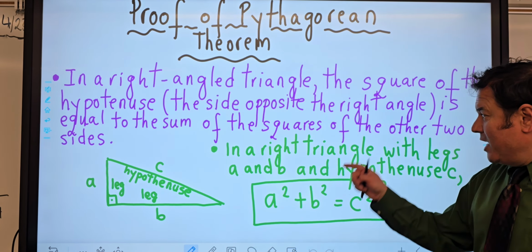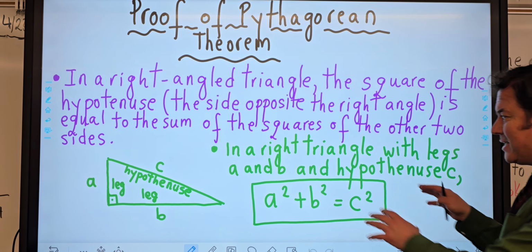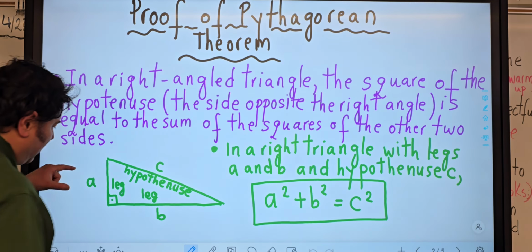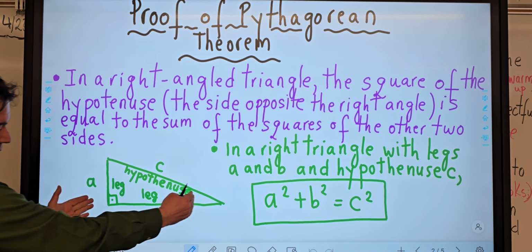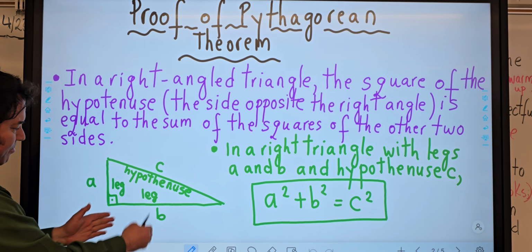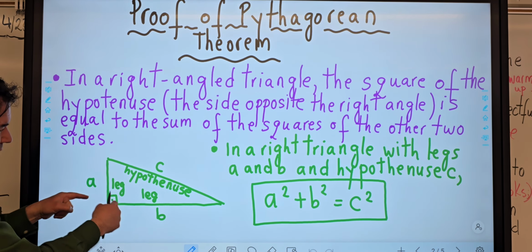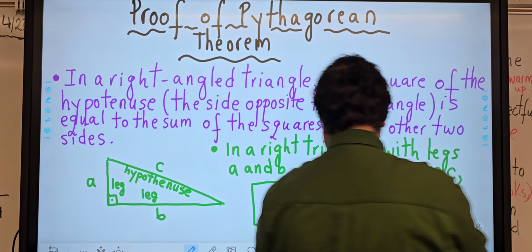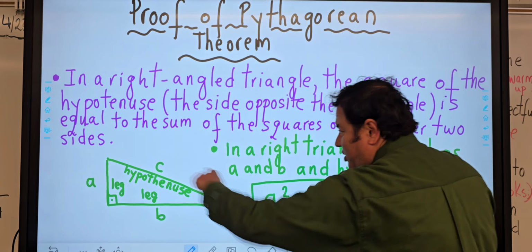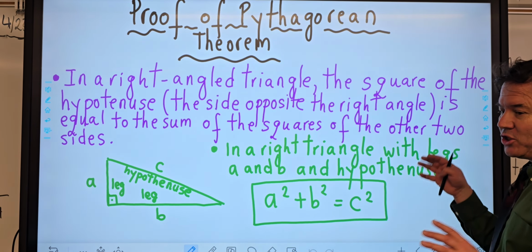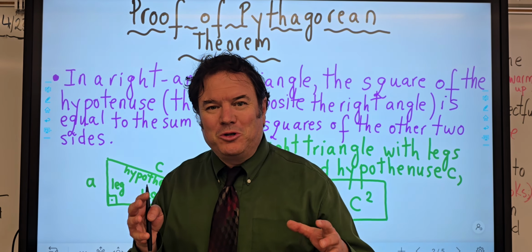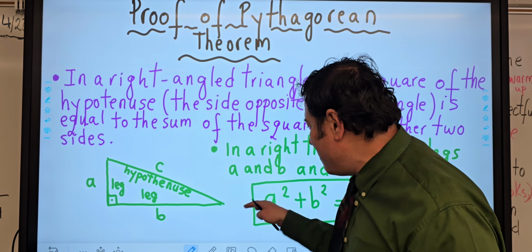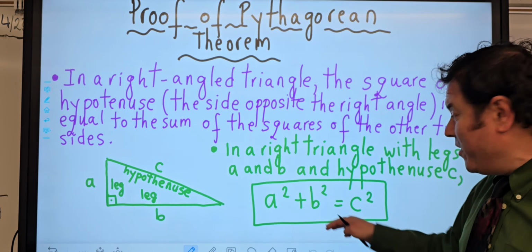In other words, in a right triangle with legs A and B, the first leg, which is the smaller leg, we call A. The bigger leg, we call B. So A squared plus B squared equals C squared. This is called the Pythagorean Theorem. So today we are going to prove it. We are going to come up with this answer by proving it.